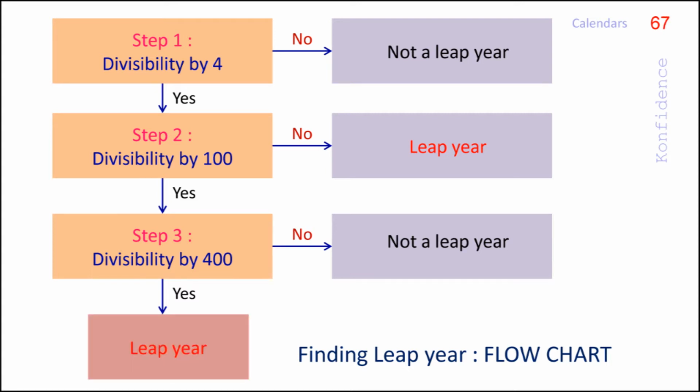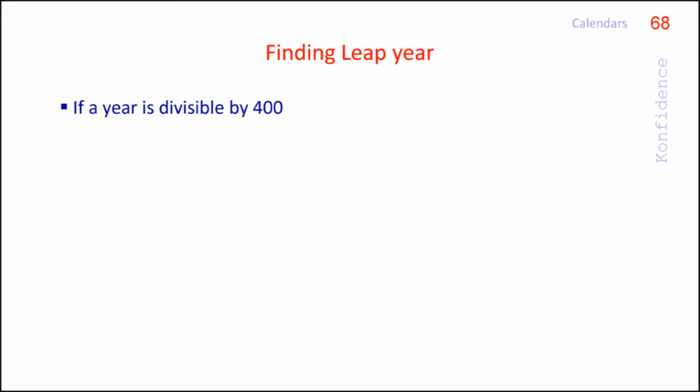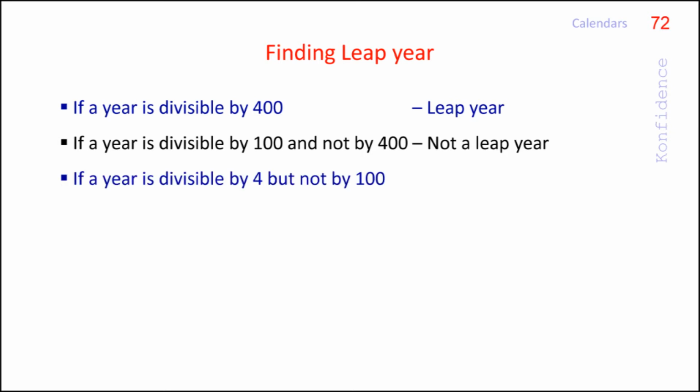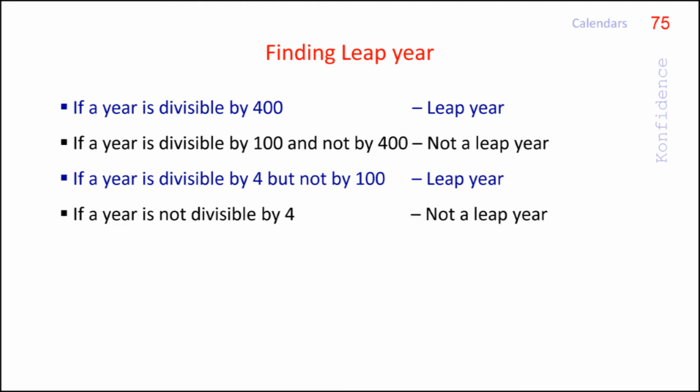What are we saying here? If a year is divisible by 400, it is a leap year for sure. If a year is divisible by 100 and not by 400, it is not a leap year. If a year is divisible by 4 but not by 100, it is a leap year. If a year is not divisible by 4, it is not a leap year at all. This is the basic set of understanding that is required to learn calendars. I hope we now know how to identify leap years.